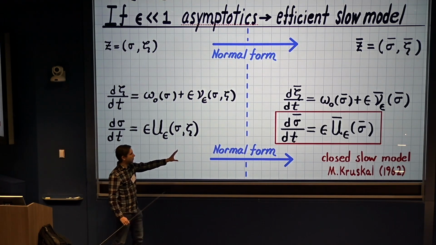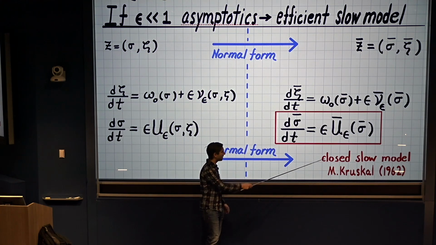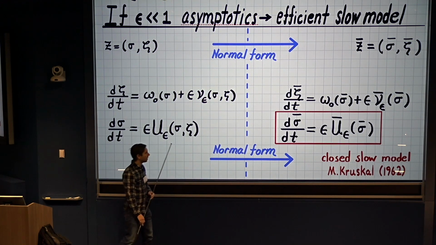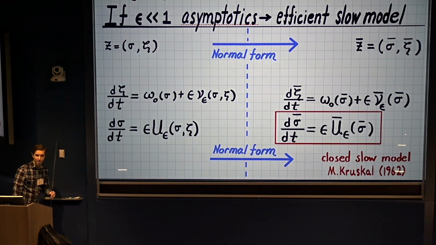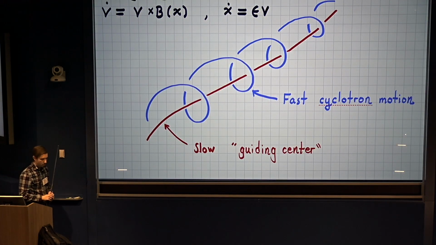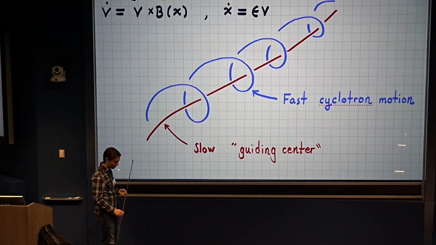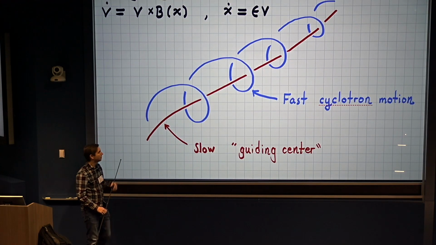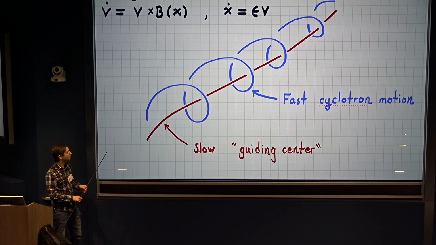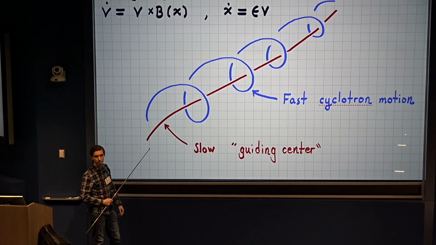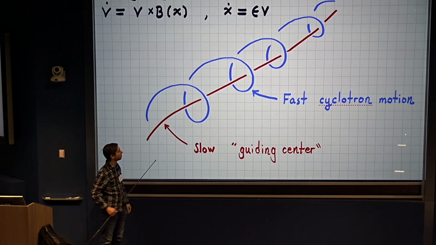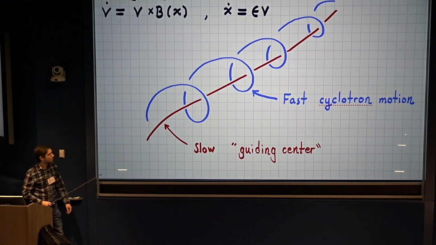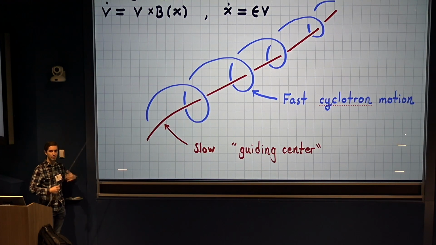So Kruskal showed this in this paper from 1962. And this is still the most sophisticated take on this type of system. But again, it only applies in the case where epsilon is exceedingly small. That slow motion, the equation of motion for the sigma bar, in the context of the charged particle motion, well, that corresponds, of course, to the guiding center. So the sigma bar would be this red curve, while the blue, which is the cyclotron dynamics, would be the whole system.